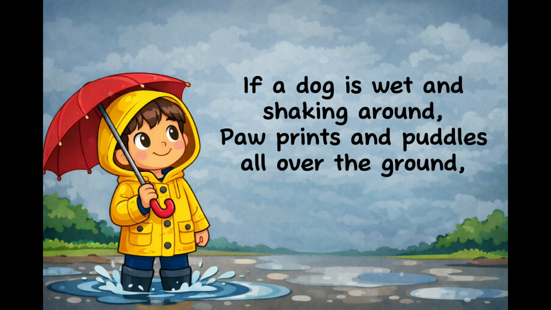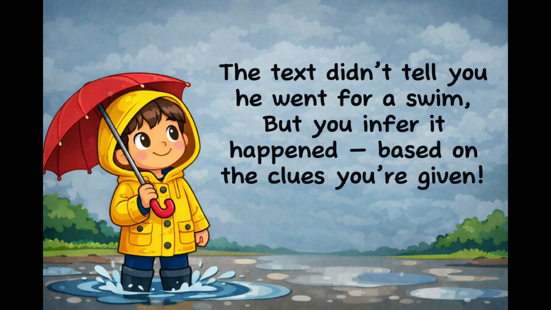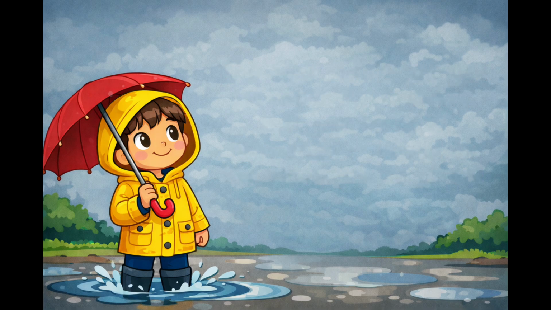If a dog is wet and shaking around, paw prints and puddles all over the ground. The text didn't tell you he went for a swim, but you infer it happened, based on the clues you're given.